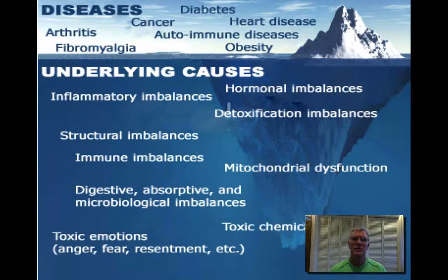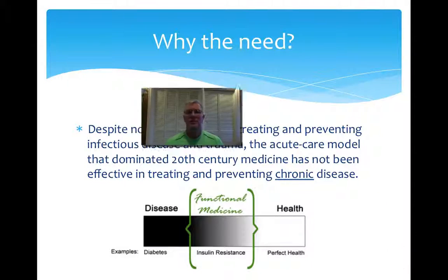So for instance, diabetes, autoimmune diseases, arthritis. These are all expressions of some deeper underlying conditions that are going on. And the functional medicine practitioner will be doing a thorough investigation to find those much deeper underlying causes.